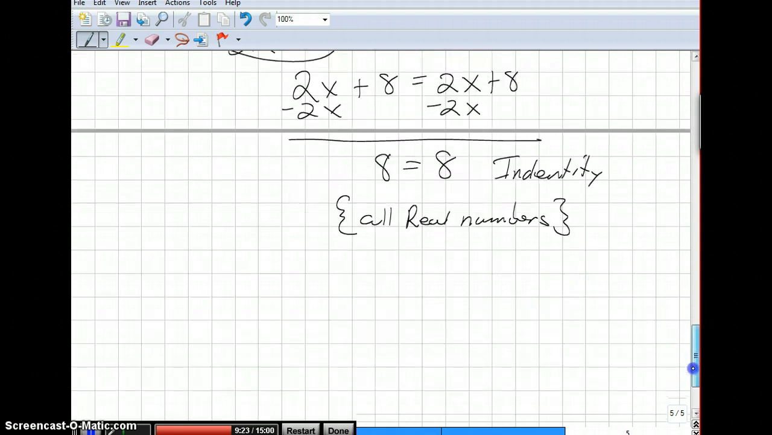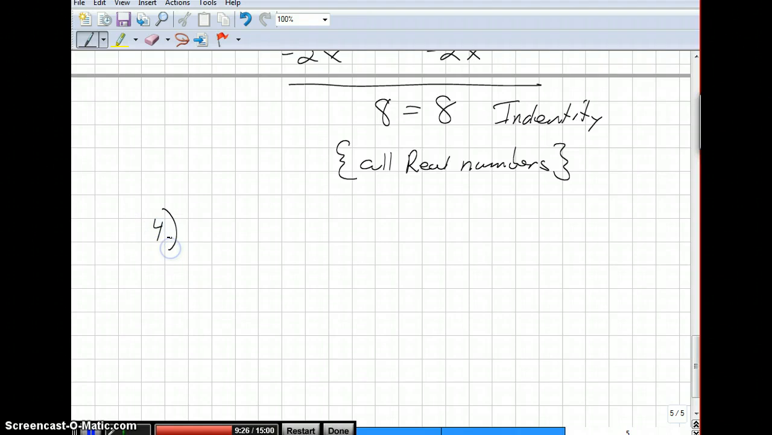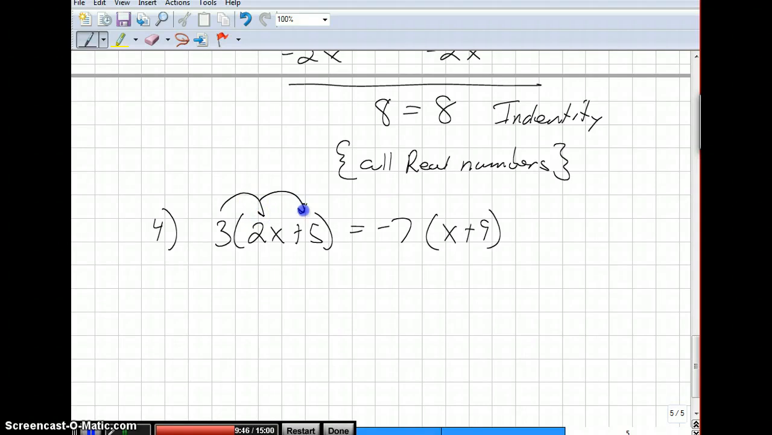Okay? All right, let's try another one. How about 3 times (2x plus 5) equals negative 7 times (x plus 9)? Okay, again, step number 1 would be to distribute, to get rid of the parentheses, because we can't do anything inside the parentheses. So we get 6x plus 15 equals negative 7x minus 63.